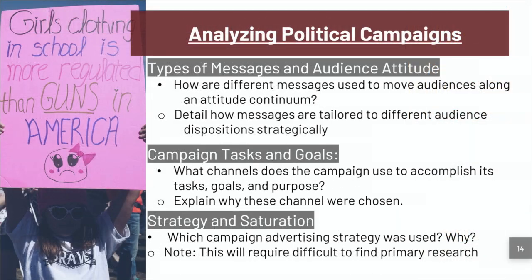However, perhaps you're not interested in social marketing campaigns and you choose to pursue an analysis of a political campaign. If you choose a political campaign, there are perhaps 3 broad strategies you could take, and you might think of your own. The first is to think about the types of messages that are used and the various audience attitudes that respond to those types of messages. You might recall from our most recent lecture on political communication campaigns a discussion about how there are 4 different types of political messages that are used in advertising campaigns. If you chose this route, you might detail how the various messages used by that campaign were strategically tailored to different audience dispositions.